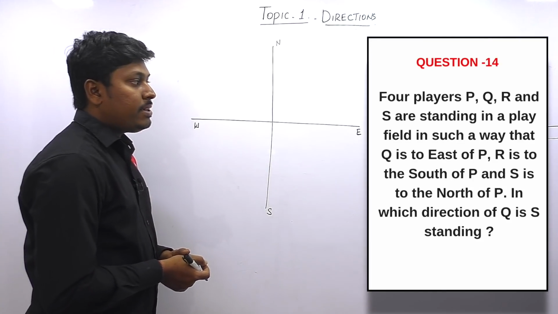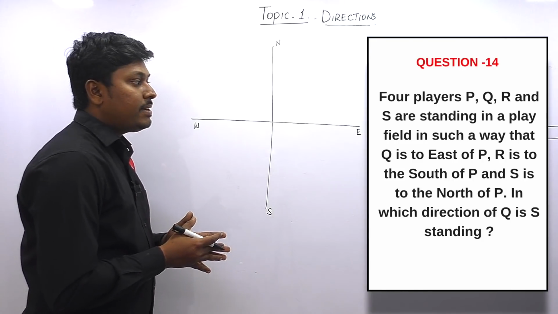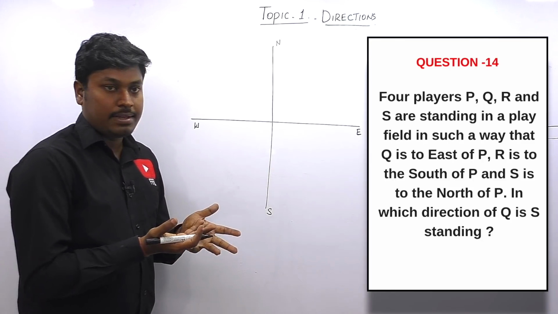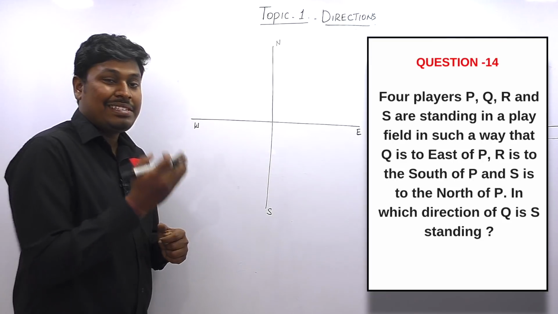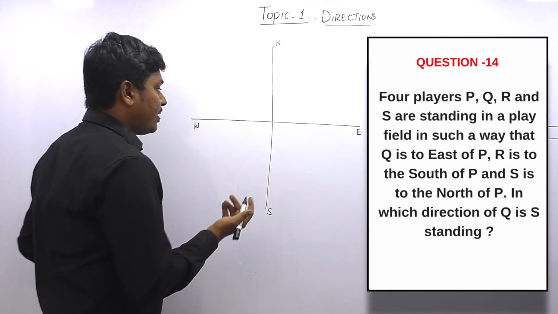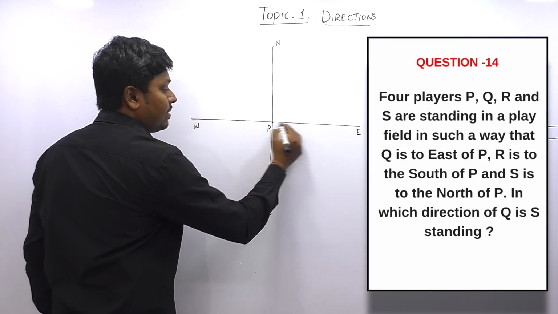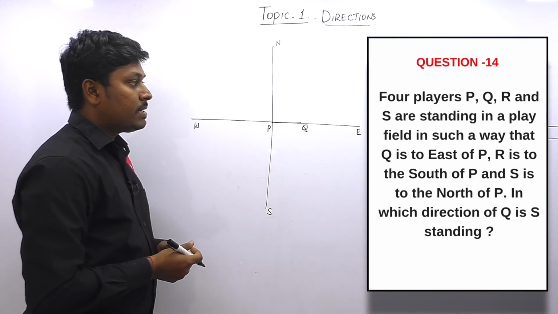Four players P, Q, R, S are standing in a play field in such a way that Q is east of P. So listen carefully, totally there are four players. Out of these four players, Q is to the east of P, which means on P's eastern side, Q is standing. So let me fix P anywhere at this point. So P's eastern side will be this side. So on P's eastern side, the person Q is standing.